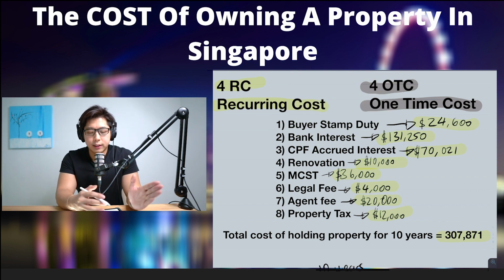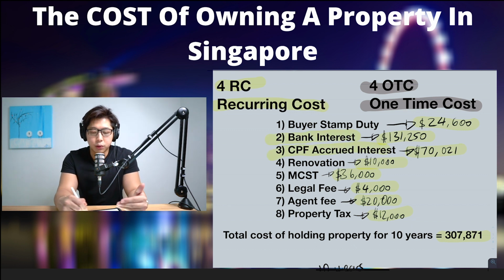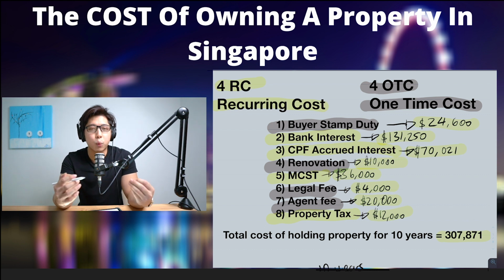So for the yellow color, I'm just going to highlight all the recurring costs there are. So things like bank interest, CPF accrued interest is also recurring, and property tax, maintenance fee. So these 4 are the recurring costs of holding on to the property. For as long as you're holding on to it, every single month you would have to pay this cost, right? The one-time costs are like your stamp duty, renovation, legal fee, and agent fee. These are the costs that you only have to pay one time.